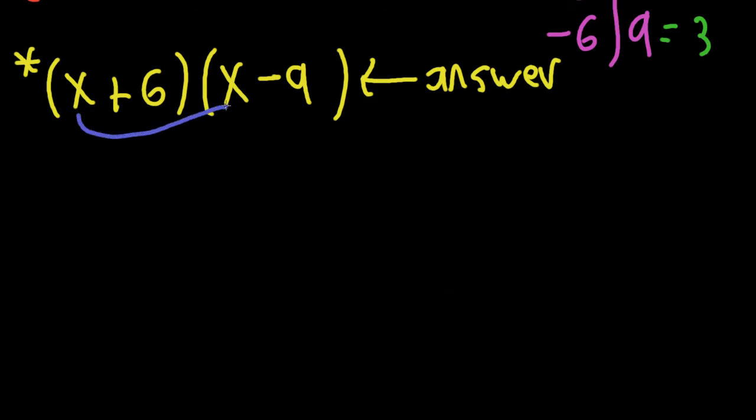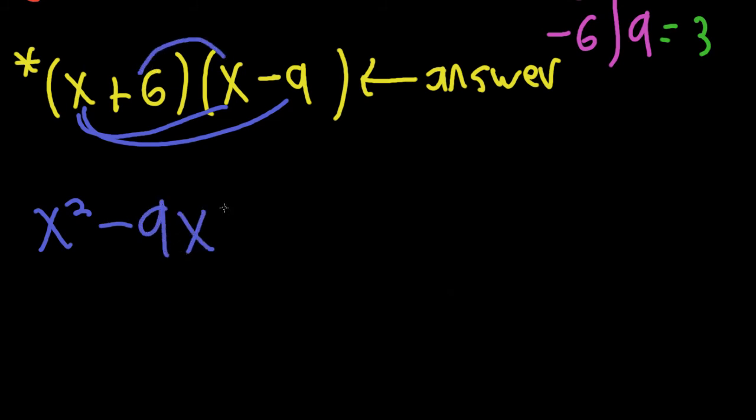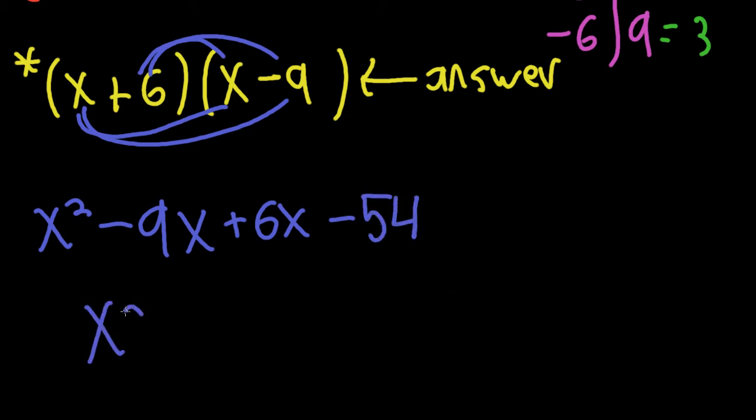So I have x times x, which is x squared. I have x times -9, which is -9x. I have 6 times x, which gets me positive 6x. And I have 6 times negative 9 to get me negative 54. I reduce this down to get x squared minus 3x minus 54.